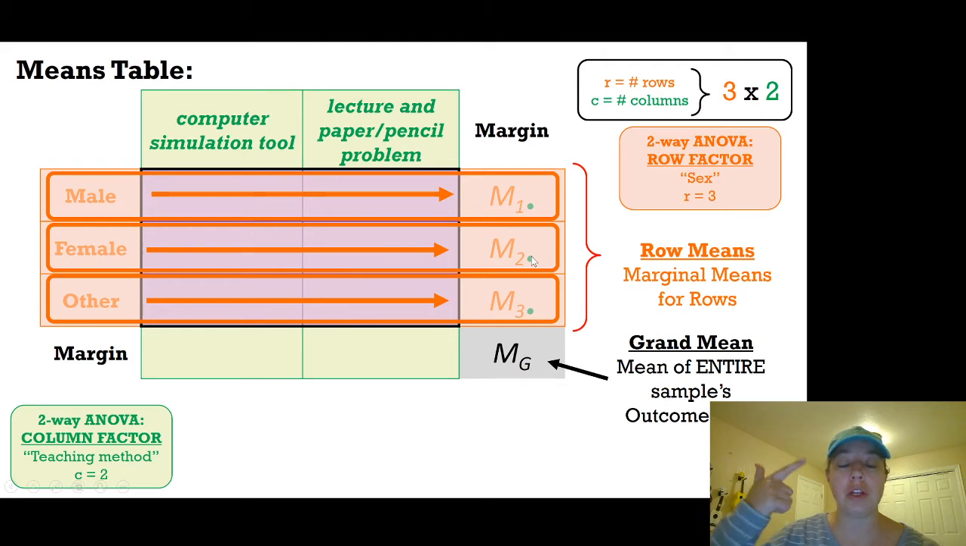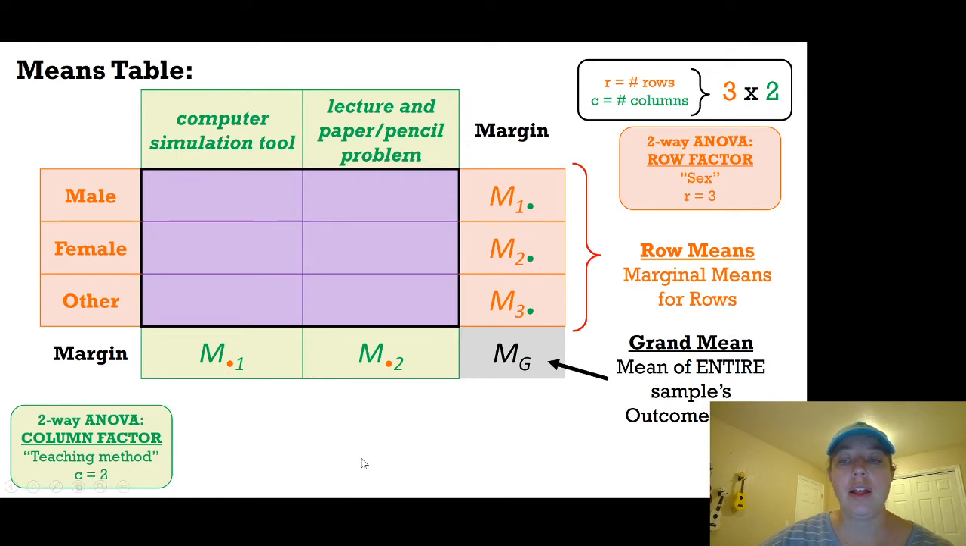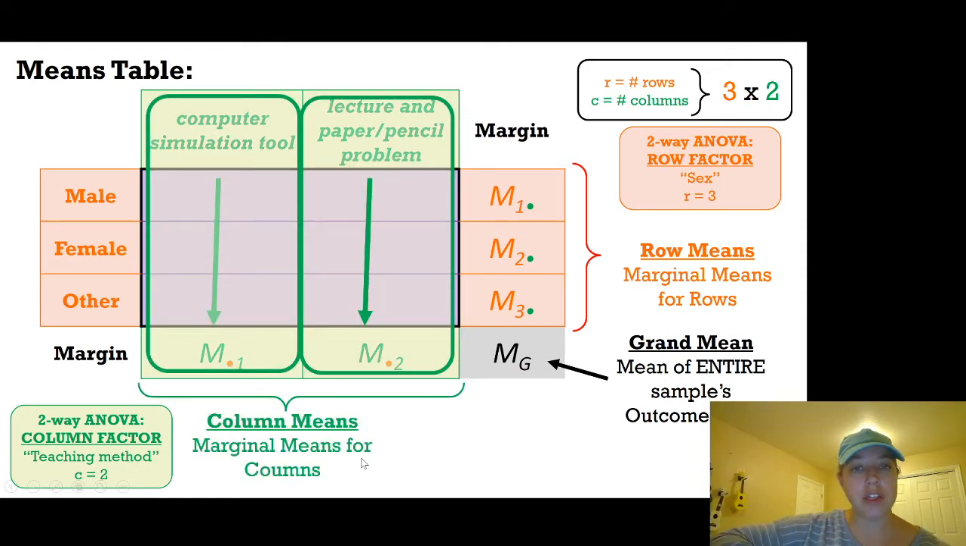Remember, we do rows and columns. We're collapsing across columns here, so that's why I put the dot. That distinction is that this is for row 1, collapsed across columns. If we go the other way and we collapse down the columns, now I put the dot first because we're collapsing across the rows and going down in the column. These are the column means, the marginal means for the columns.